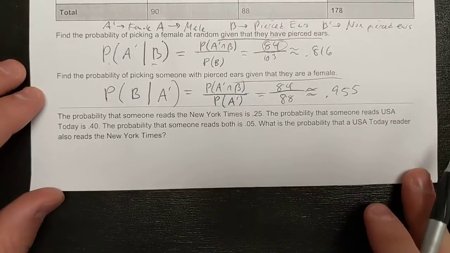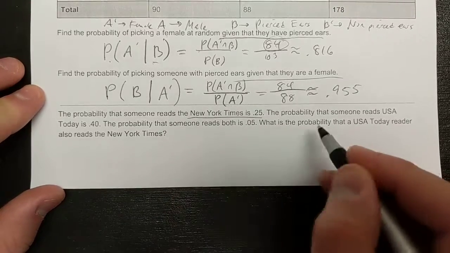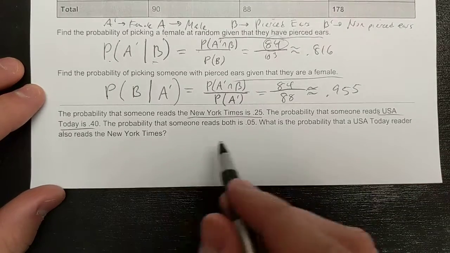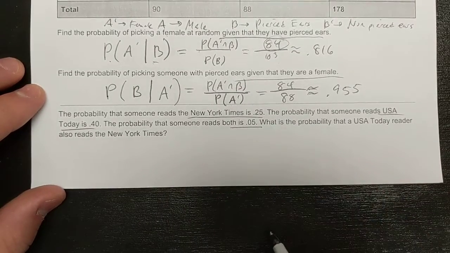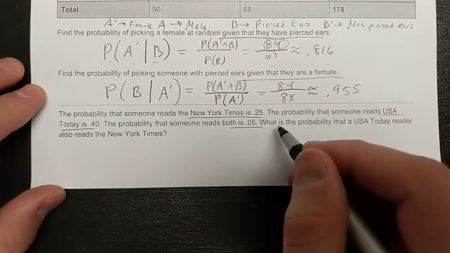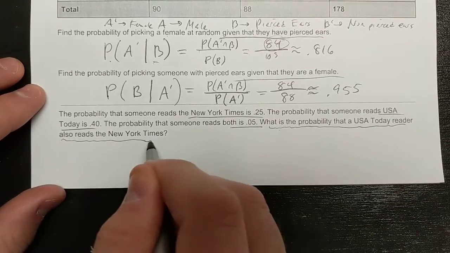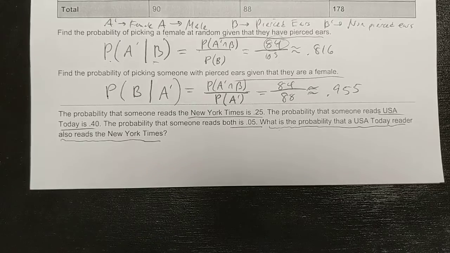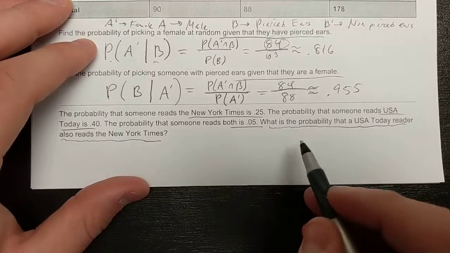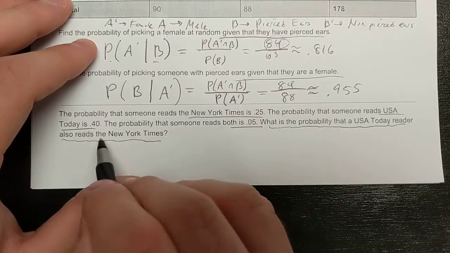All right, let's look at this problem here. The probability that someone reads the New York Times is 0.25. The probability that somebody reads USA Today is 0.40. The probability that someone reads both is 0.05. What is the probability that a USA Today reader also reads New York Times? Some people, when they read this statement, think immediately, oh, it's 0.05, because you're looking for "and," both, right? Well, the way this statement is read, it's read as a condition.